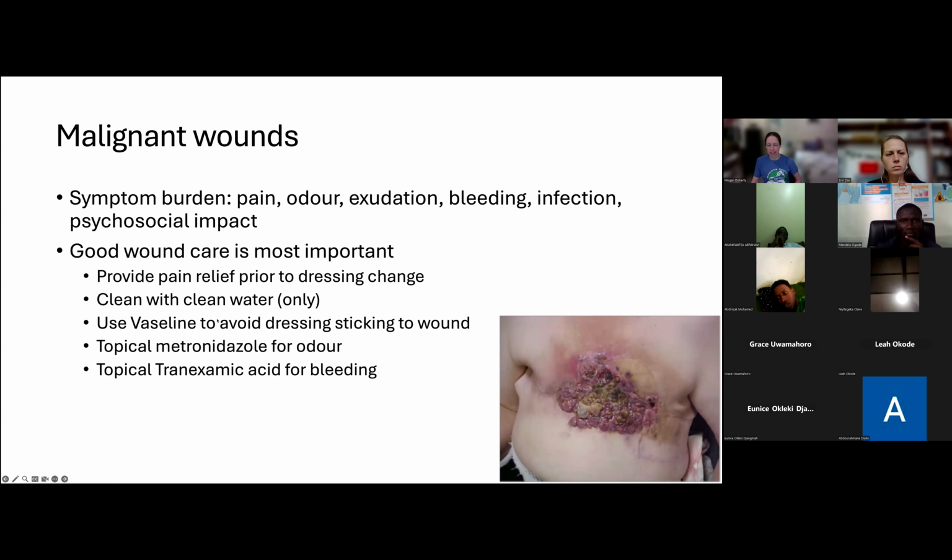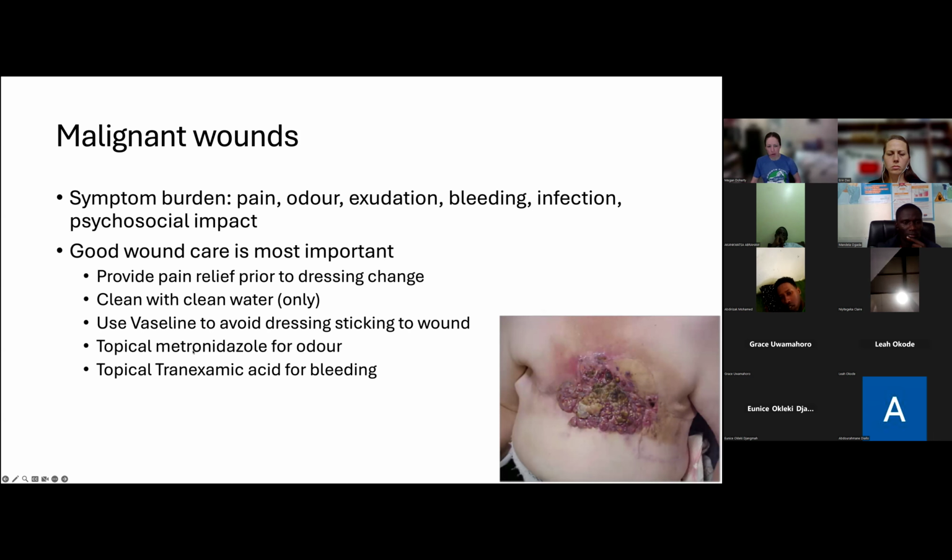We use Vaseline to help the dressings not stick to the wound. So I would use a lot of Vaseline so that there's no sticking, because if you peel the dressing off and you pull any skin off, then you really will cause more bleeding. And these tumors are very vascular, so they bleed a lot sometimes.